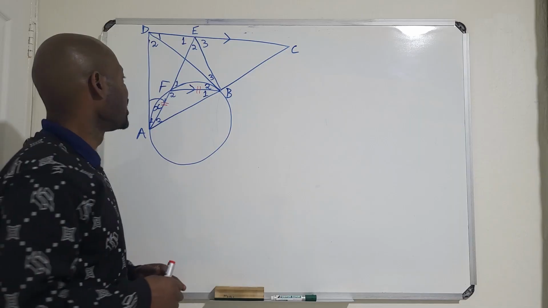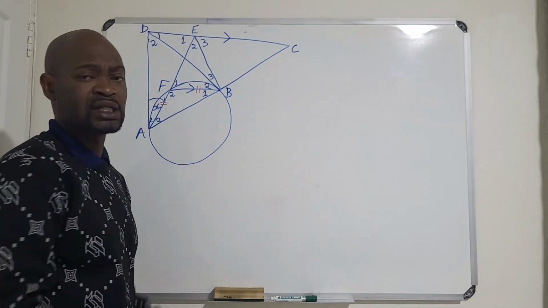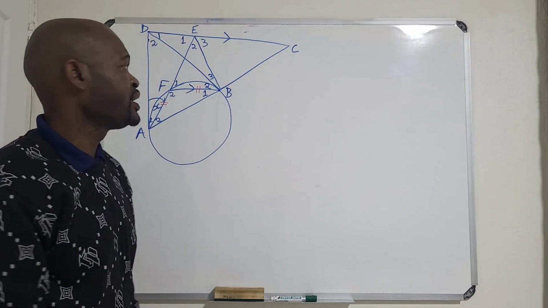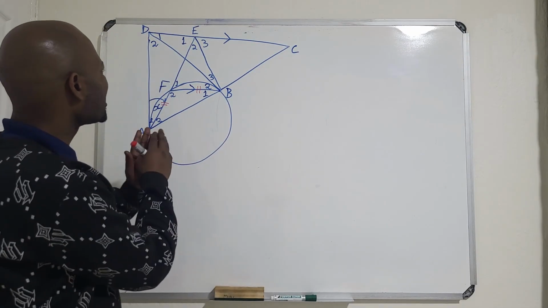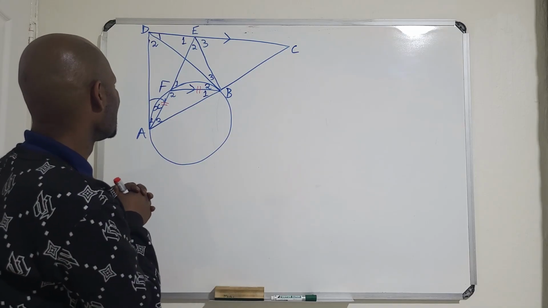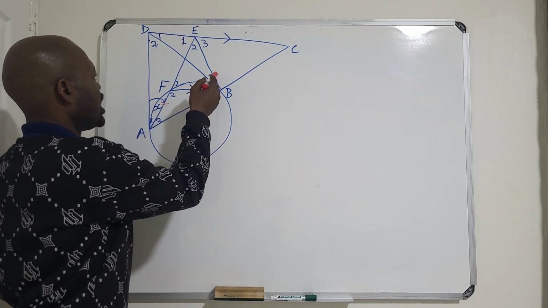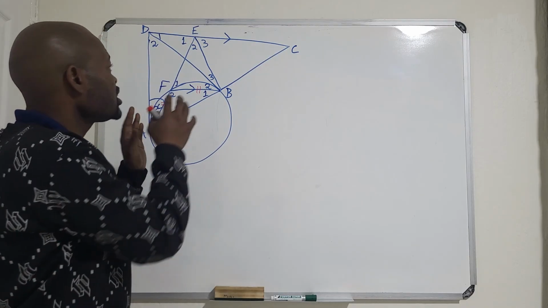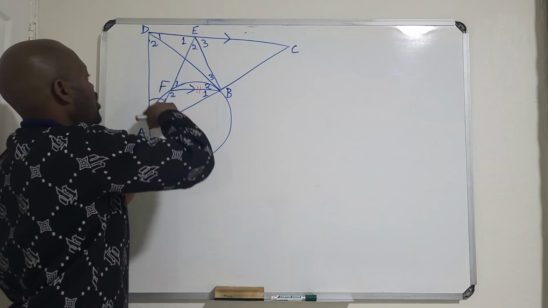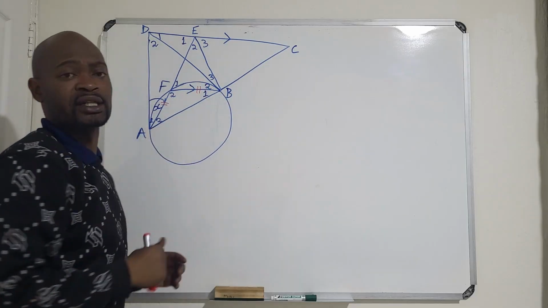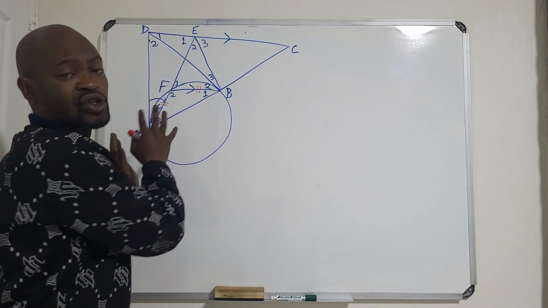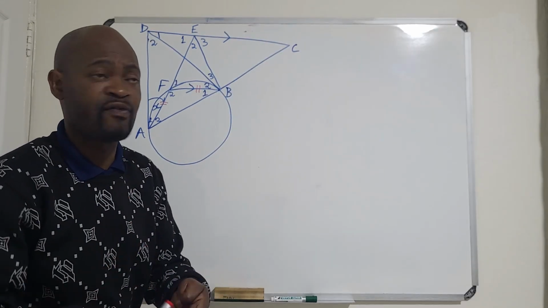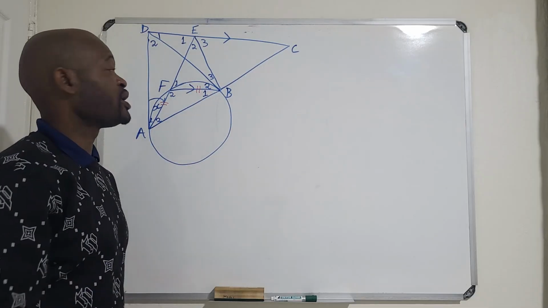Theorem number 3, is there a diameter? They've never told us about a diameter here. Therefore, theorem number 3 is out. Are there angles in the same segment here? We can't say this and that are angles in the same segment yet, because these are not in a circle. Therefore, theorem number 4 is out as well. So theorems 1, 2, 3, and 4 are out in this problem.